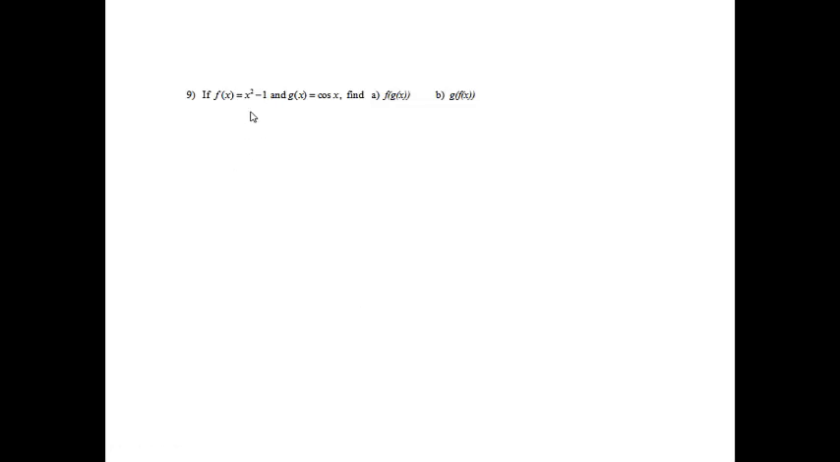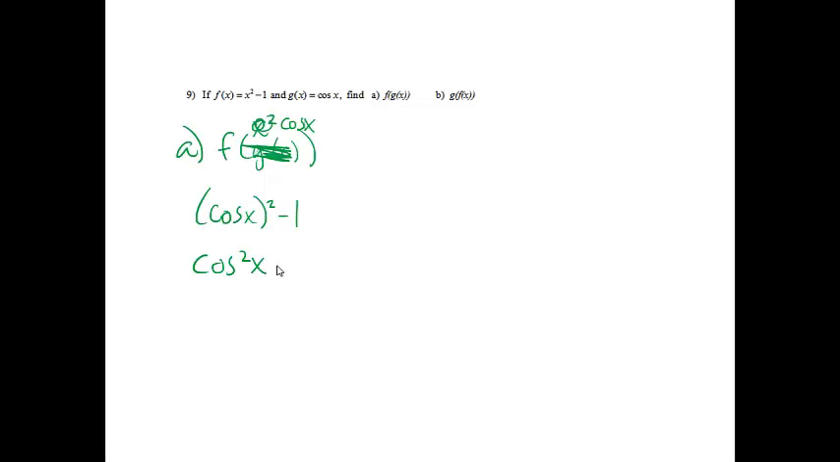Okay, number 9. If f of x is equal to x squared minus 1 and g of x is equal to cosine x, first of all find a, f of g of x, and then b, g of f of x. So here we go. So f of g of x, we get to start on the inside. So g of x is equal to cosine x. And now we're going to take cosine x and put it wherever we see an x in the f function. So I'm going to have cosine of x squared minus 1. And then just simplifying that a little bit, a better way to write that would be cosine squared x. It's the more appropriate way.